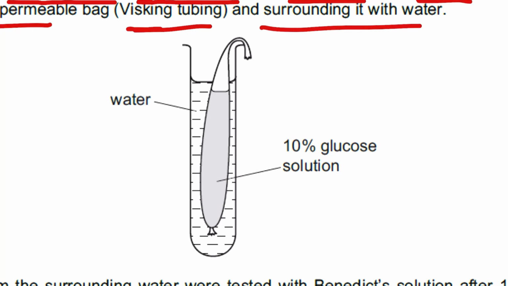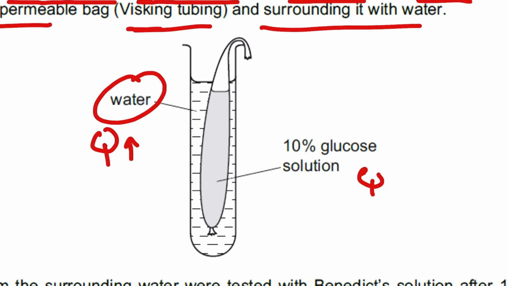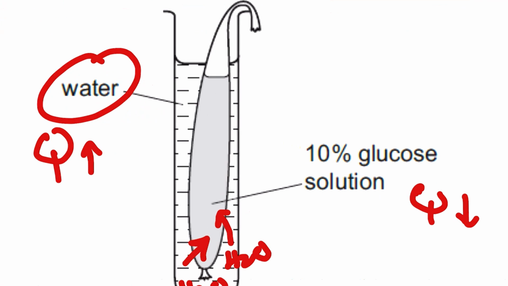So guys, what will happen? As you all know, water has a higher water potential, and 10% glucose solution has a lower water potential, so water will enter the Visking tubing by osmosis. And what will happen to glucose? Glucose can cross the partially permeable membrane of Visking tubing, so glucose will escape out into the test tube of water.